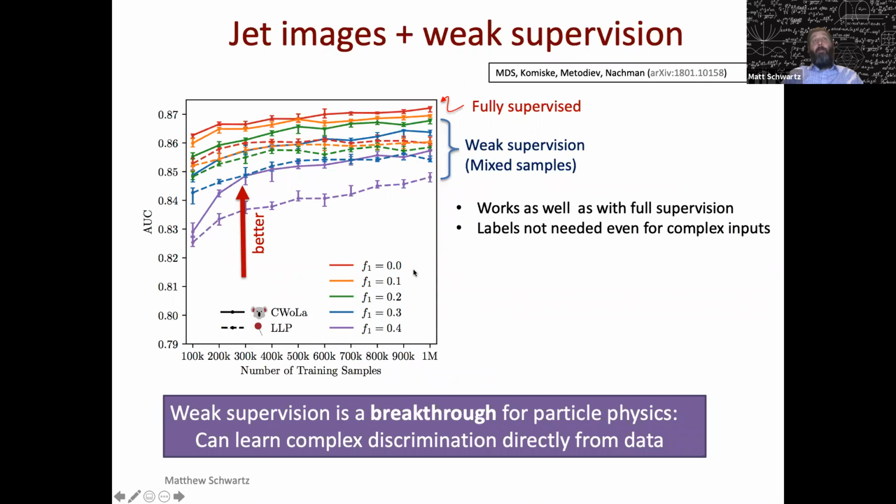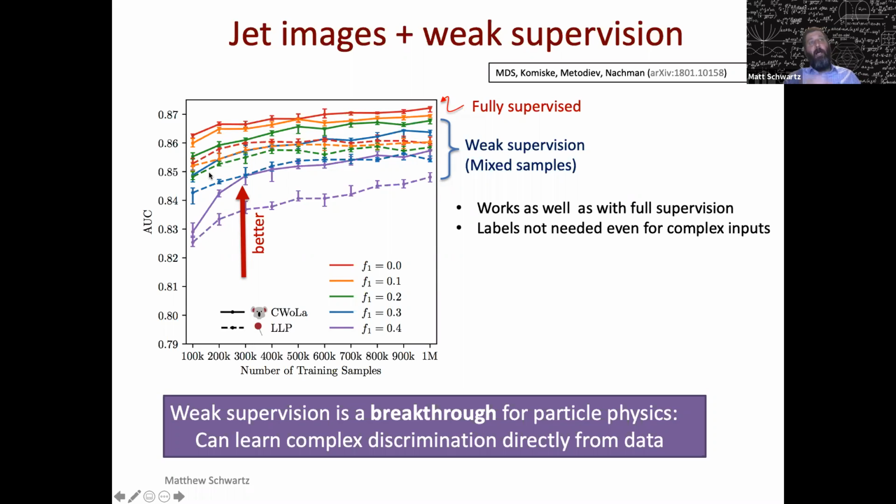You can try with more complicated observables. So what we tried is quark-gluon discrimination with jet images, but using weak supervision. So instead of pure samples of quarks and gluons, we just gave it mixed samples, because this is actually what you have in the data. And what this really means is that you can train it directly on data. What's so important about this?